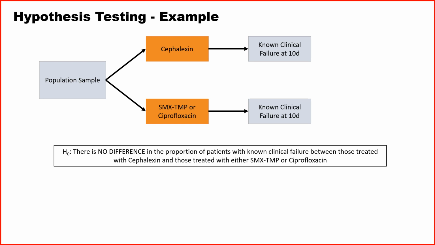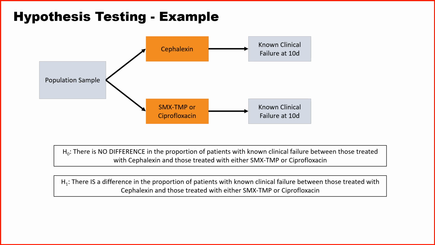As an example here, going through the same hypothesis testing example that we started previously, we want to compare the rate of known clinical failure at 10 days between these two groups. And so we're going to establish our null hypothesis, which is that there is no difference in the proportion of patients with known clinical failure between those treated with cephalexin and those treated with either Bactrim or ciprofloxacin. And we have our alternative hypothesis that there is, in fact, a difference in the proportion of patients with known clinical failure between those treated with cephalexin and those treated with either Bactrim or ciprofloxacin.